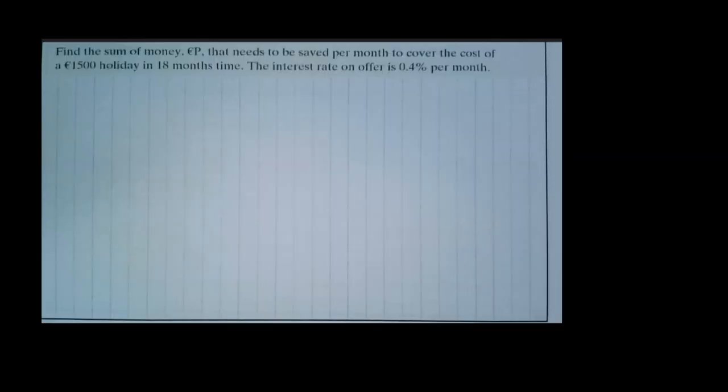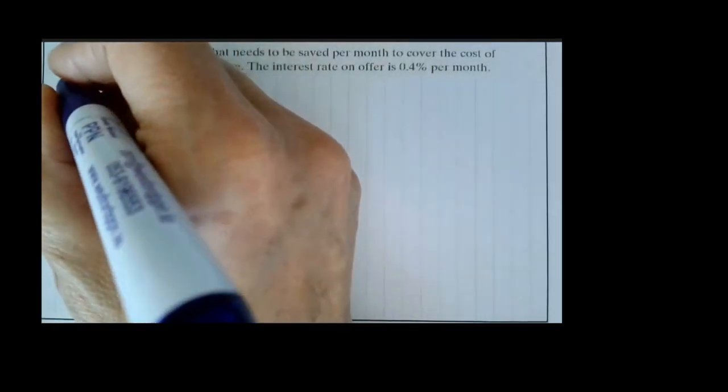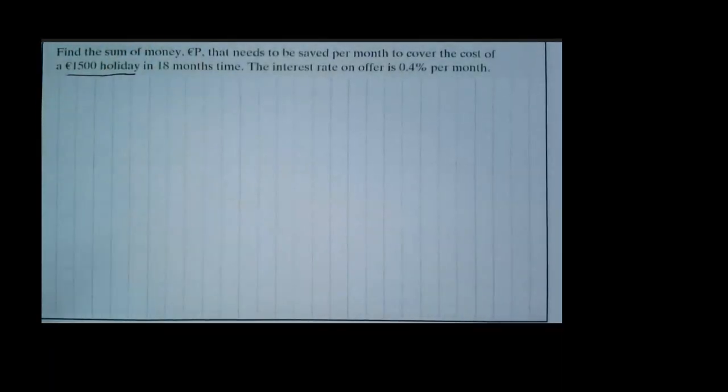Okay, let's have a look at this question. So this is a bit different. This time we're being asked to find the sum of money, P euros, that needs to be saved per month to cover the cost of a €1,500 holiday in 18 months' time. So the future value of the holiday is 1,500.